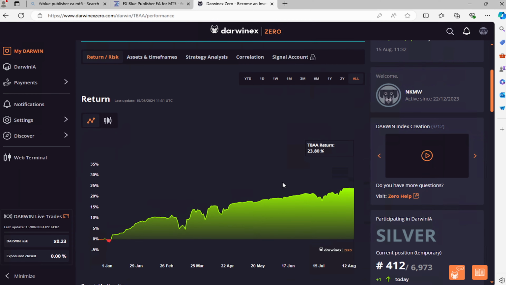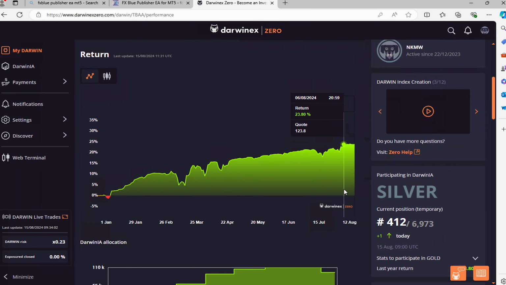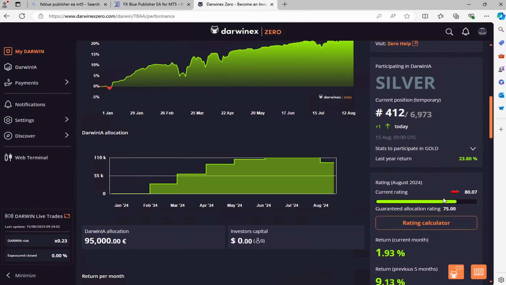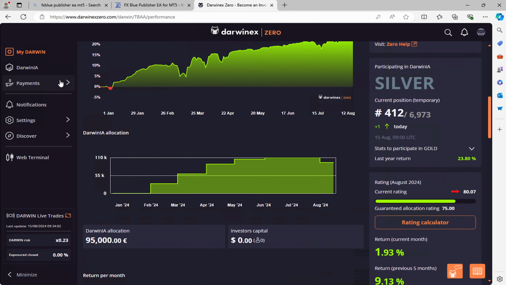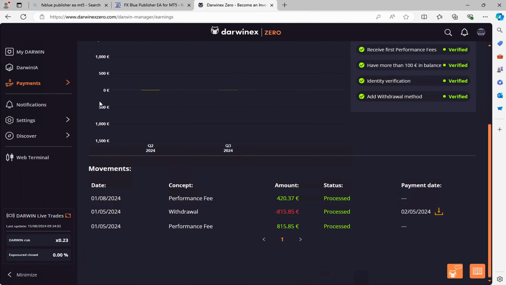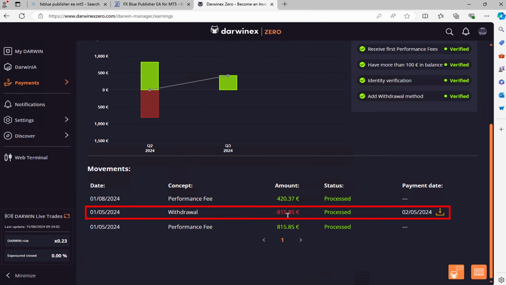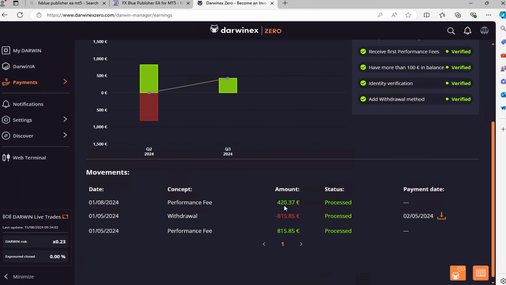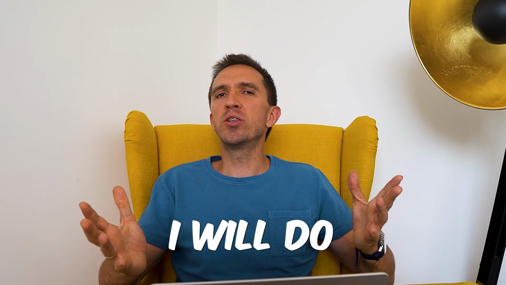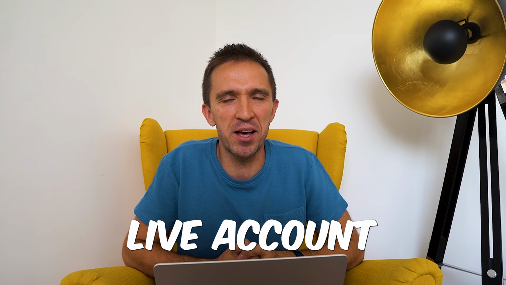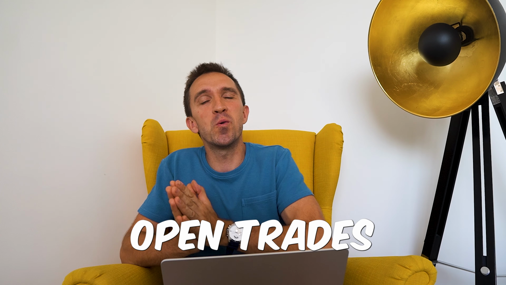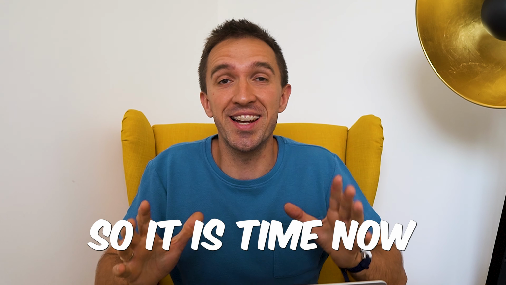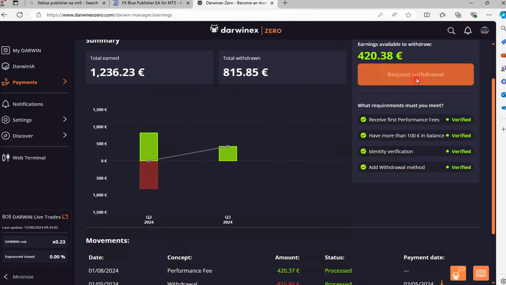And if I show the performance here, you'll see how stable it is. I have also improved my current position and the current rating is above 80. I can also request a withdrawal. If I go to the earnings, you will see that one time I have requested 815 euro and now I can request 420, which actually I will do based on my bad experience with the live account where I didn't close those open trades and I didn't request the withdrawal. We have to learn from our mistakes, so it is time now to request this withdrawal from Darwinex.